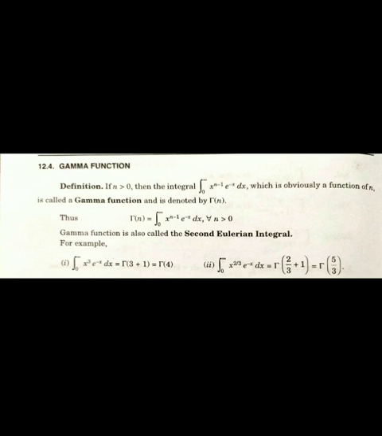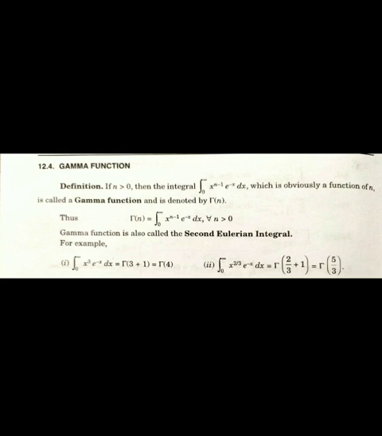4, therefore gamma 4. Second example: integration 0 to infinity x raised to 2 by 3 e raised to minus x into dx. Compared with the definition, the limit is 0 to infinity, and e raised to minus x dx is the same. But compare the power of x, here 2 by 3. By the definition, n minus 1 equals 2 by 3, so the n value is 2 by 3 plus 1. Taking the LCM, we get 5 by 3. So that is gamma of 5 by 3.